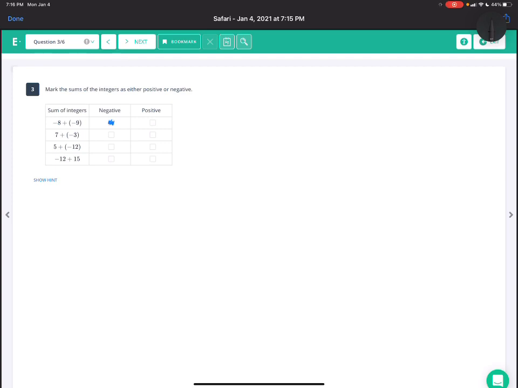Then I have 7 plus -3. Now, when I look at this, I ask which number is the furthest away from 0, which is checking for the absolute value. So in this case, 7 will be the furthest away from 0. And if both integers have different symbols, then our answer would be positive, okay?